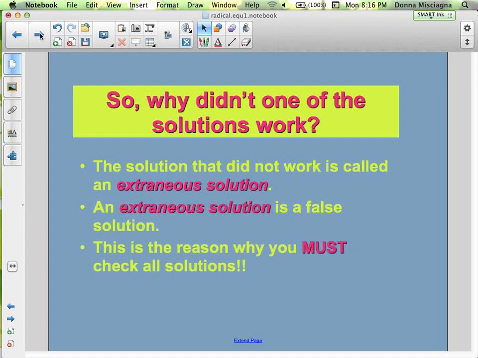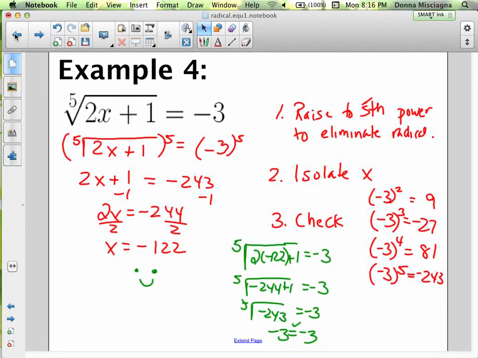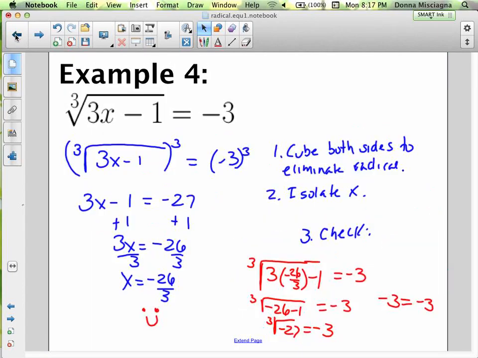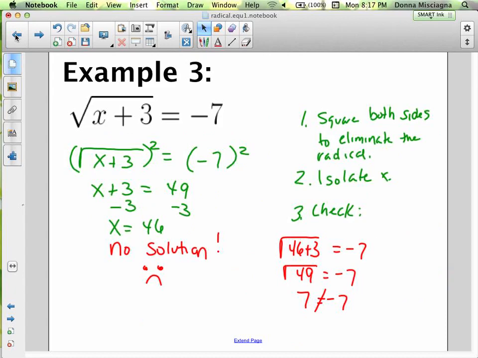So why didn't one of the solutions work? The solution that did not work is called an extraneous solution. Extraneous is a false solution. This is the reason why you must check all solutions. So that one back here, where we got an answer, we did all the right steps, but when we plugged it back in, it didn't work. That one was not a solution.